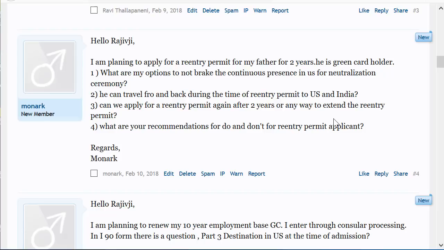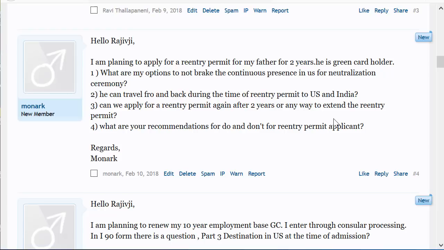Can we apply for a re-entry permit again after 2 years? Sure, you can. What are your recommendations? Well, first of all, if you want him to apply for naturalization, he's got to move to the United States. He can go visit India every few months. 3-4 months a year is okay. But you cannot expect to maintain your green card or citizenship continuity if you're only visiting USA and living in India. My recommendation would be to move here.